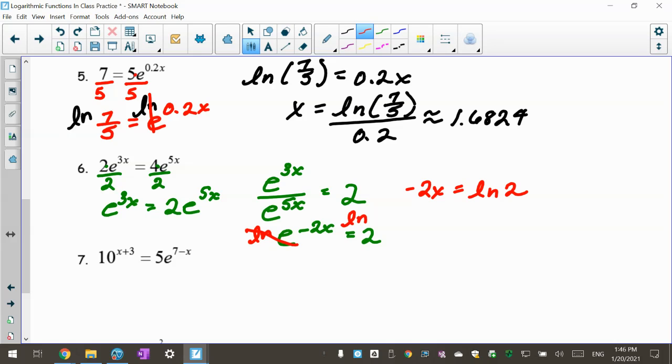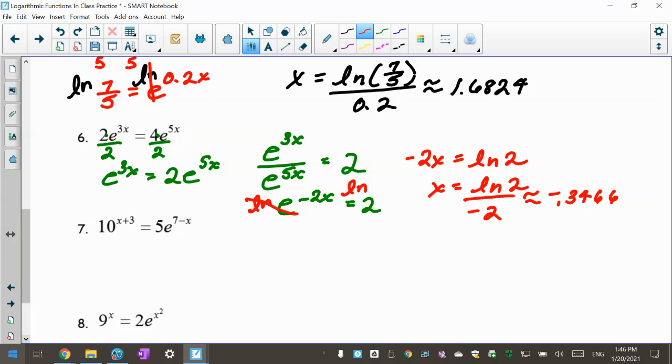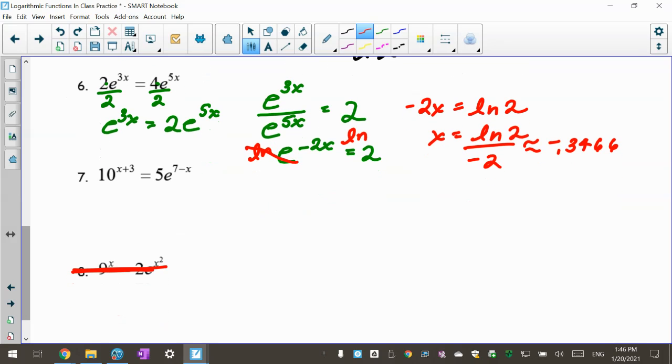And then I want to solve for x, and the negative 2 is hooked by multiplication, so I can divide. So it's natural log of 2 divided by negative 2. And when I put that in my calculator, I get negative 0.3466. You know what? Let's do number 7. I just won't do 8, so we're not going to do 8. Okay? So let's do 7, and then we'll call this video quits.